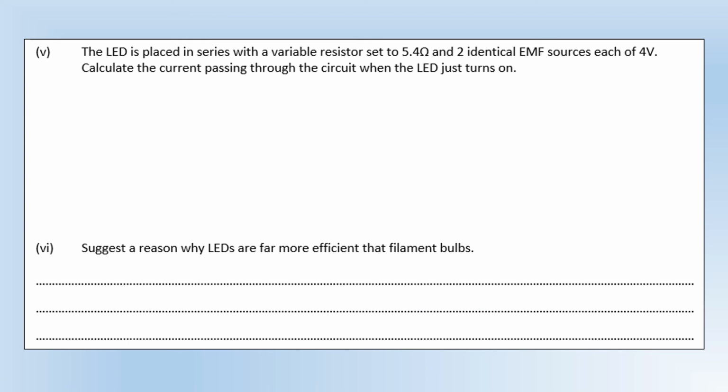Okay, so to finish off, the LED is placed in series with a variable resistor set to 5.4 ohms and two identical EMF sources, each of 4 volts. Calculate the current passing through the circuit when the LED just turns on, which means the potential difference across it will be equal to the activation potential.